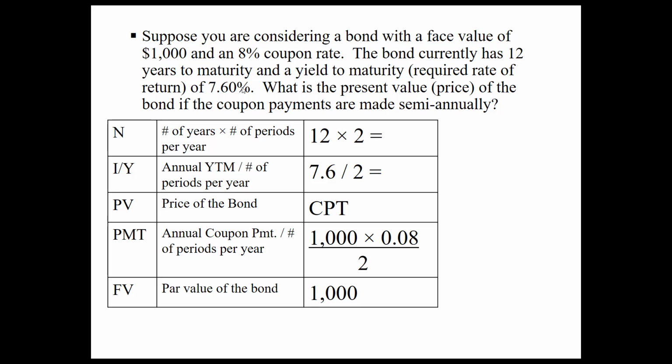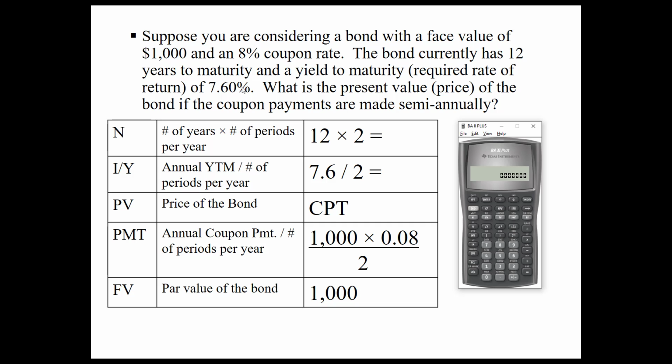And so if we want to use our BA2+, the first thing that we do anytime we're working with the time value of money register or worksheet, we hit second and clear time value of money. The next step is to enter our N. So we're going to hit 12 times 2 equals, and then once we have the number, we're going to hit what we want it to be the input for.